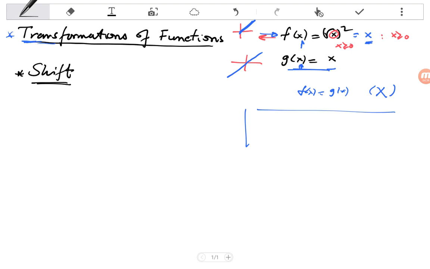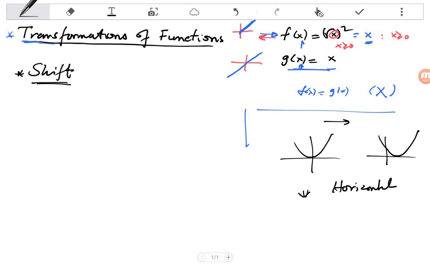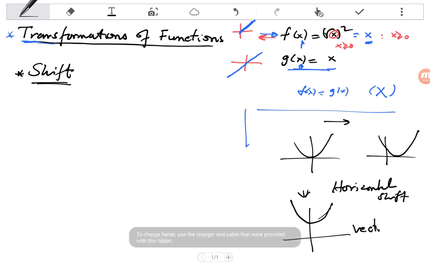Changing something in a function is called a transformation. For example, if I have this function, and I shift it like this, I made it start like this, that is called a horizontal shift. If I took this function and I made it like this, what do you expect that will be? That is called a vertical shift.